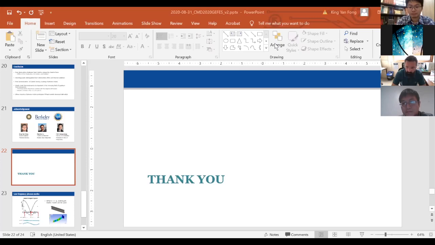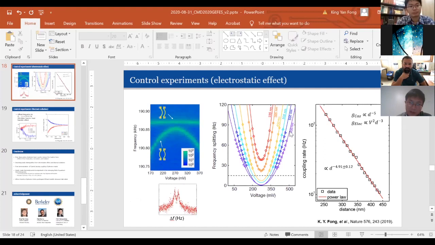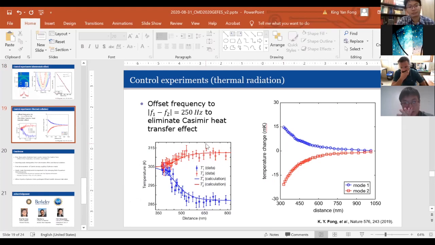Can you measure force gradient by frequency shift and hence measure Casimir force out of equilibrium? Exactly. If we measure force gradient by frequency shift, we already have the data. In this experiment, we particularly look at the heat transfer effect, so we try to match the frequency of the two. When you match them, you will see some strong coupling effect. But if you just offset the frequency, there will be no strong coupling effect, and you can measure the frequency shift.